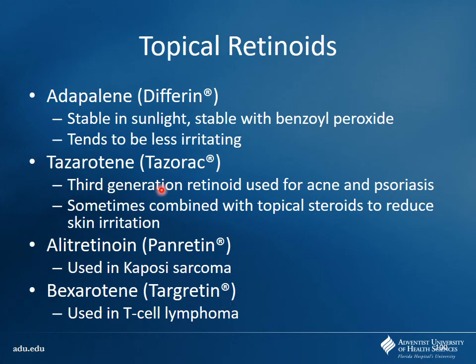We have other topical retinoids. So we have things like adapalene. This one is stable in sunlight, stable with benzoyl peroxide, and also tends to be less irritating. So this might be a better go-to drug rather than just the regular tretinoin, depending on cost and things like that. You have tazarotene. This is sometimes used for acne and also psoriasis in some cases due to its anti-inflammatory effects. Sometimes it's combined with things like topical steroids to help reduce that irritation. We have a couple other ones like alitretinoin and bexarotene. These actually get used in certain types of cancers, and so certainly would not be used for acne, but they fall into the same category as being a retinoid.